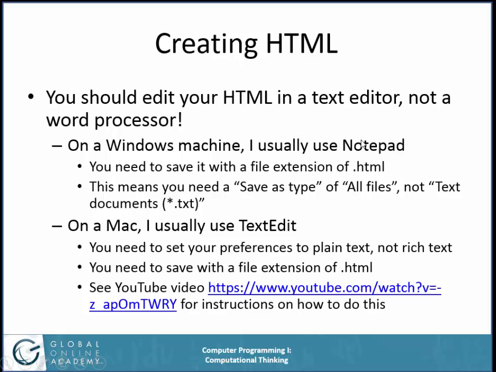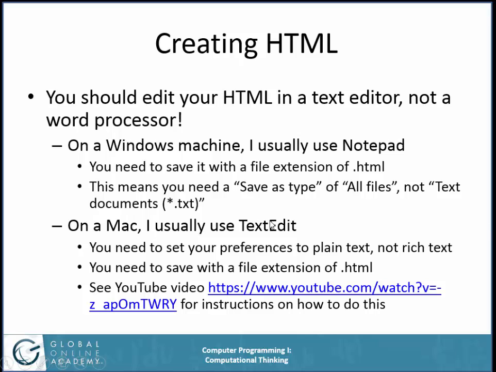Now, some of the defaults on Notepad are that it will make it a text file and it will always save it with .txt. We don't want that. We want our HTML to end with a file extension of .html. And then you need a save as type of all files, not the default, which is text documents. Now, if you open up Notepad and do a save or a save as, you'll see that there's a drop-down called Save As type that defaults to text documents, and you'll click instead All Files. Then in the file name, you'll end it with .html.